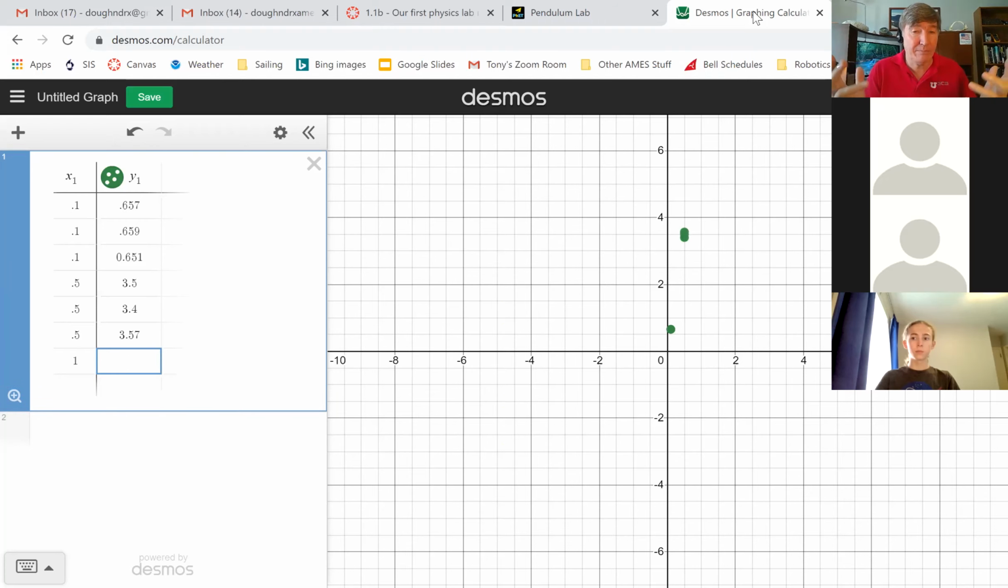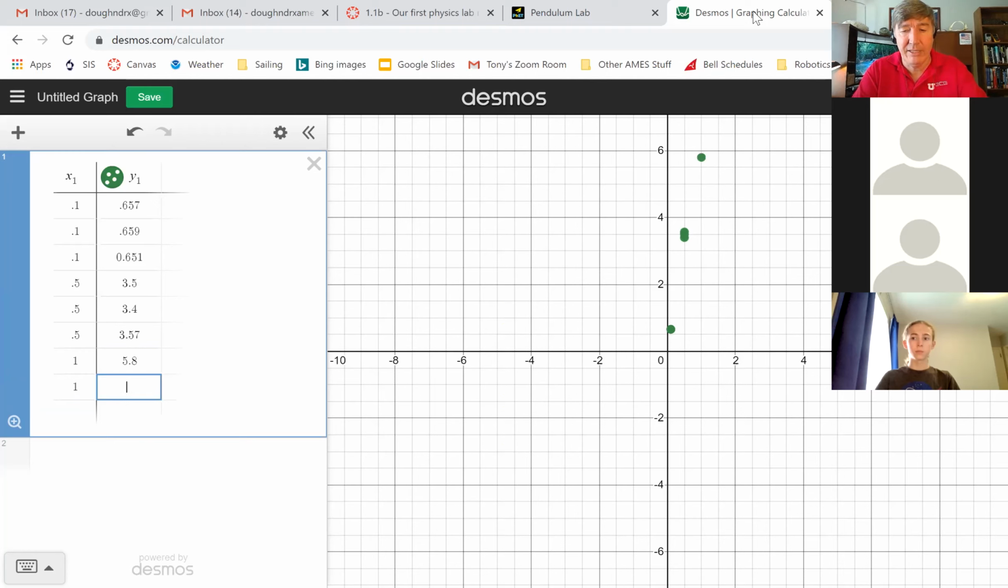Let's suppose that the period I get for 0.5 is 3.5 seconds, and when I repeat it the second time, I get 3.4 seconds. And when I do it a third time, I get 3.57 seconds. I want you to do 0.6, 0.7, 0.8, but I'm going to go all the way to 1. I'm just making up numbers here, which you cannot do. When we get to 1, let's say I got 5.8, and when I repeated it, I got 5.9, and the last time, 5.75. And you, of course, will have more data points on yours.